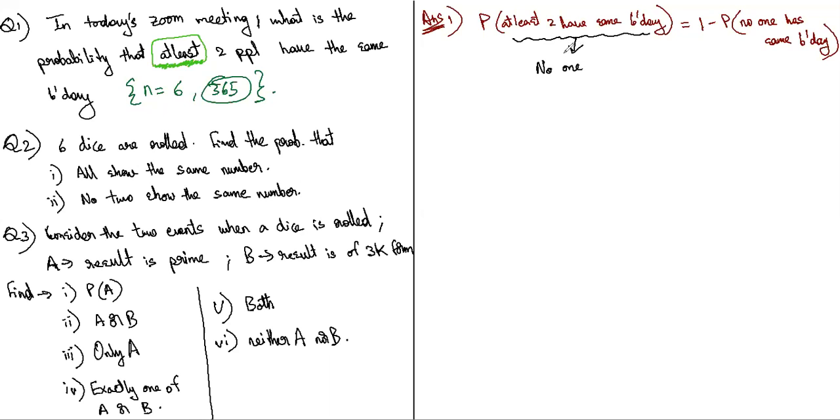Can I say the opposite of it? Sir, then why is it not no two people have same birthday? Yes, that is the same, no one has the same birthday, no two people means the same. Okay, Anshu? This would be its opposite, right? Yes sir. At least, meaning at least two people with the same birthday.